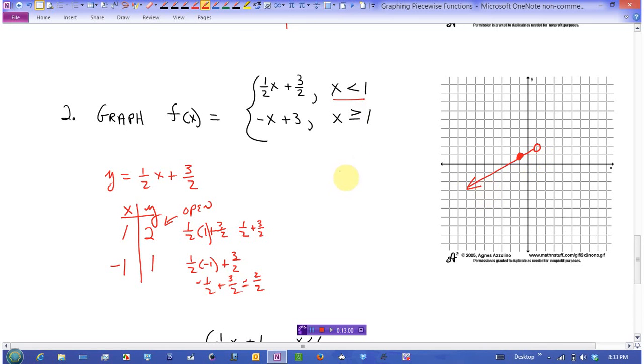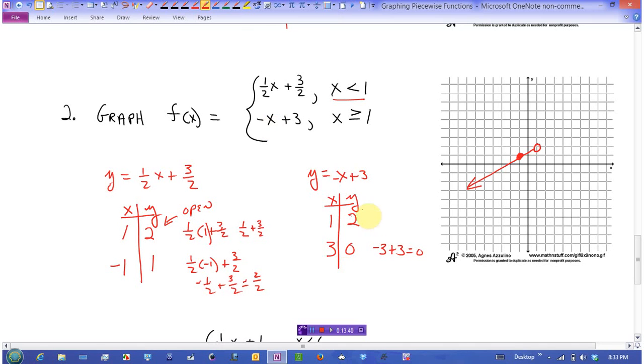Let's plot the other part. Y is equal to a negative x plus 3, my xy table. Pick the transition point of x equal to 1. If I put 1 into this equation, I get a negative 1 plus 3. That's going to be equal to 2. Now then, let's pick another value, a point that is greater than 1. I can pick 3. So this would be a negative 3 plus 3 when I plug that in, which would be equal to 0.